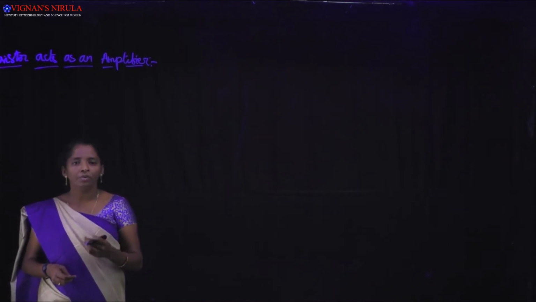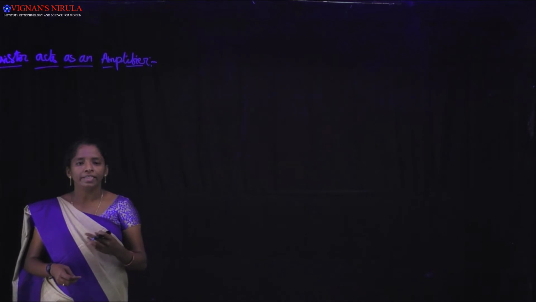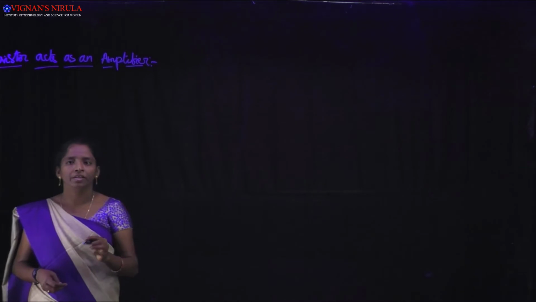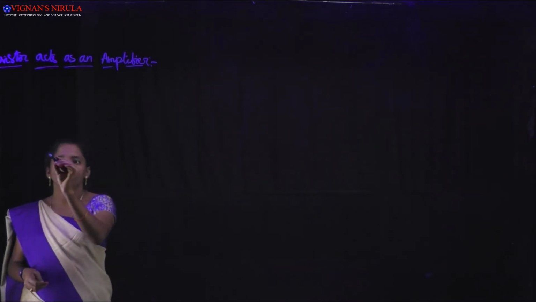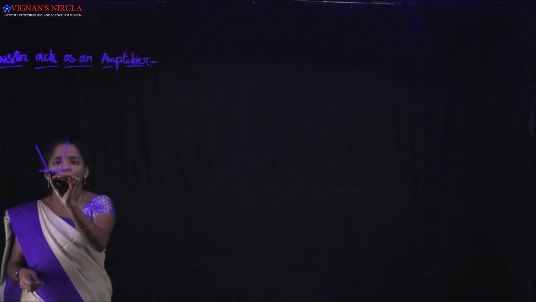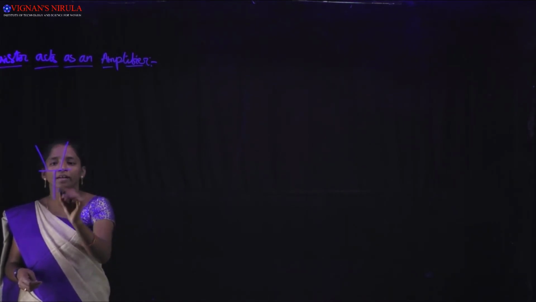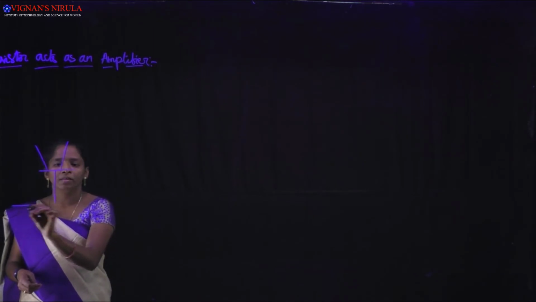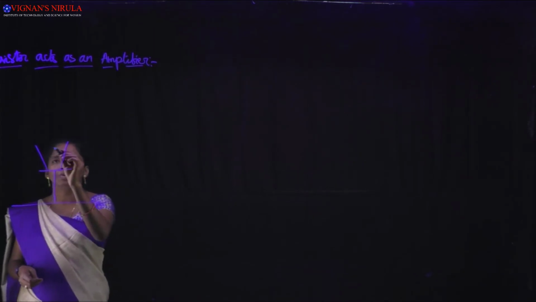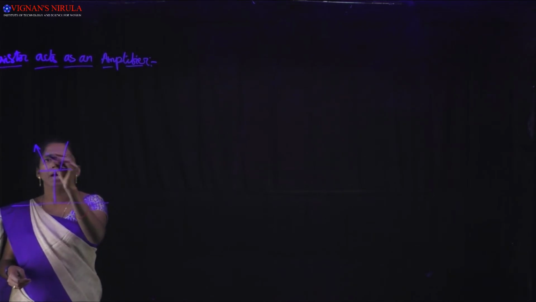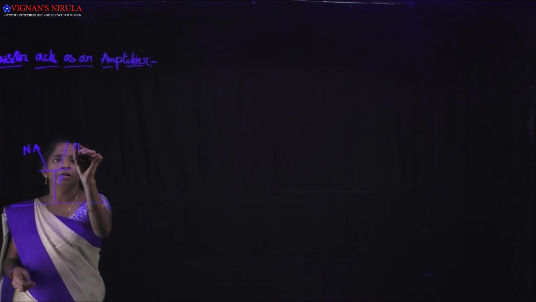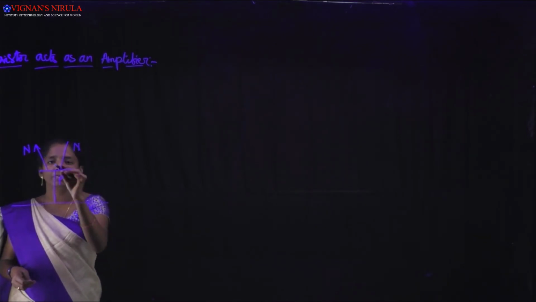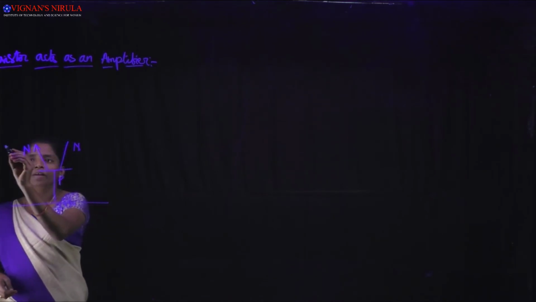So now, to draw the transistor as an amplifier, I am taking an NPN transistor in common base configuration. Here the base is common to both input and output. This one is the emitter. I am taking an NPN transistor, so the arrowhead goes from positive to negative.